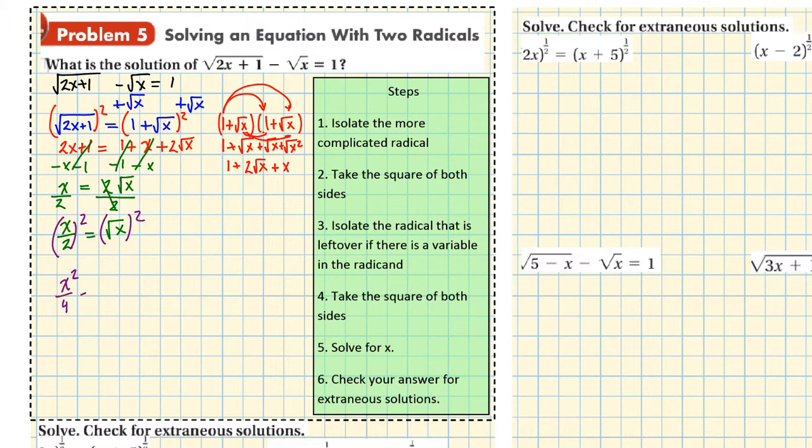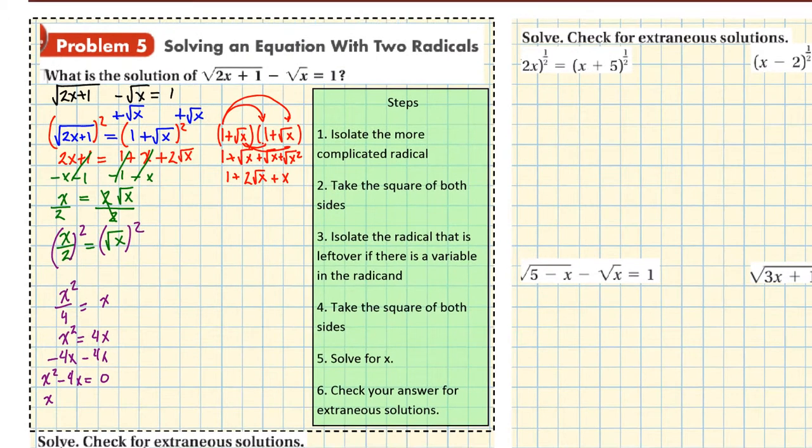What you do next is multiply both sides by 4, so we don't have a fraction, and we get x squared is equal to 4x. And then we're going to subtract 4x from both sides. We do so because we have a quadratic equation, and whenever we have a quadratic equation, it usually involves setting it equal to 0, factoring out and solving for x. So we get x times x minus 4 equal to 0. And you get that x is equal to 0 and x is equal to 4.